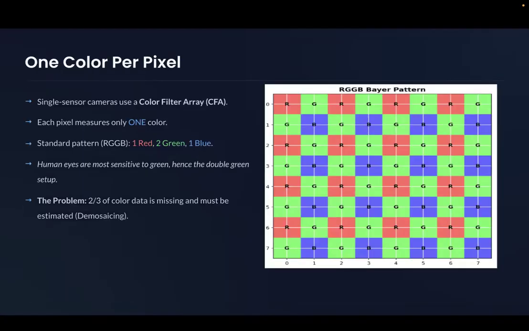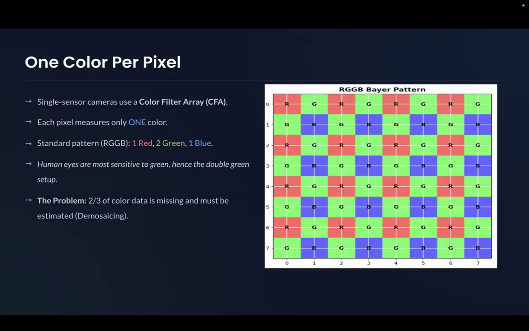Let's start with the problem. Most cameras, your phone, webcams, basically everything, use a single sensor with the Bayer filter on top. The standard pattern is RGGB, a group of 4 pixels with one red, two green, and one blue. You can see the pattern on the right, RG alternating on even rows and GB alternating on odd rows.